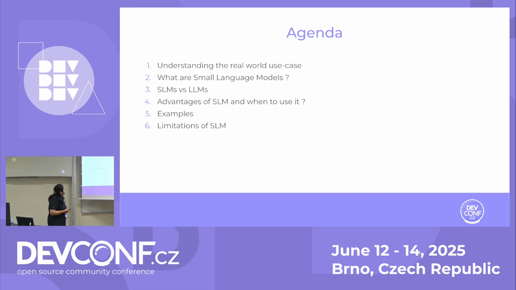So in today's agenda, we will understand what are the real world use cases where a small language model makes more sense than a large language model. Then we will go to the definition of what is a small language model, then how does it differ from a large language model, the advantages to use and especially when to use it. And then we'll have some of the examples of the existing small language models. And then lastly, we will also go through what are the limitations of the small language model.